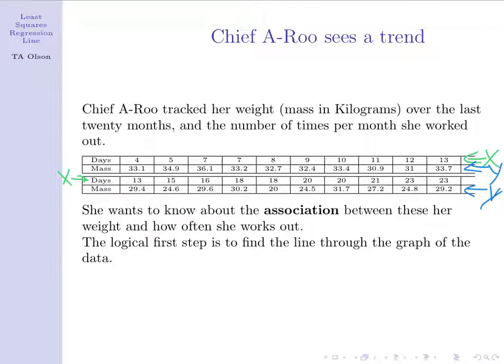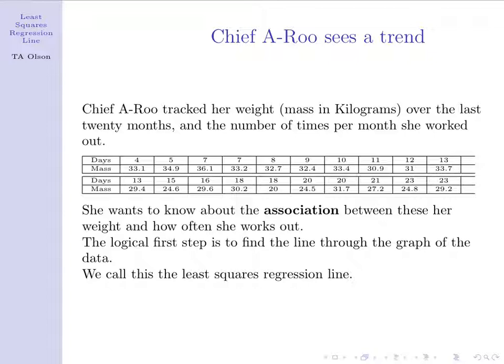So she wanted to know about the association. The logical thing is, once we have this graph, she wants to find the line through the data. And the line we're going to use is called a least squares regression line, or sometimes just regression line.